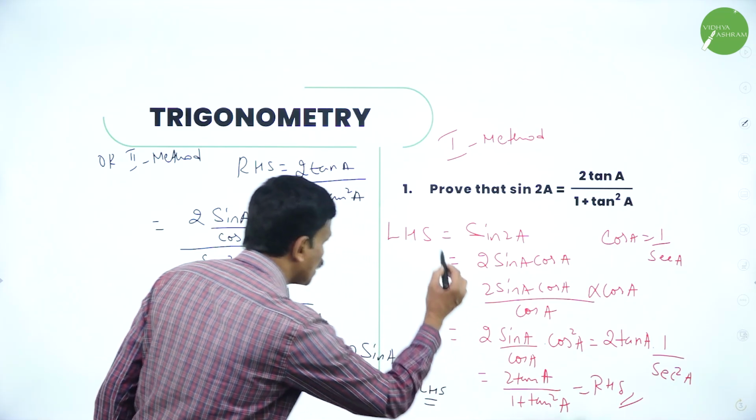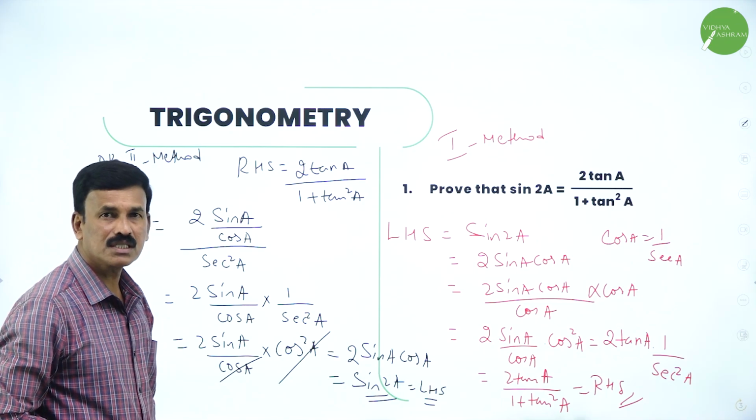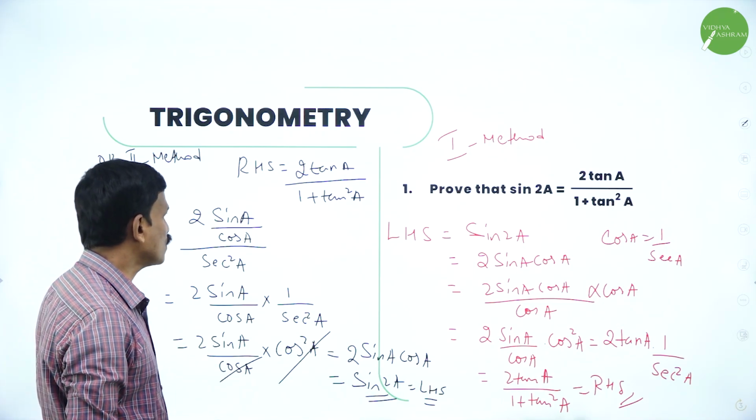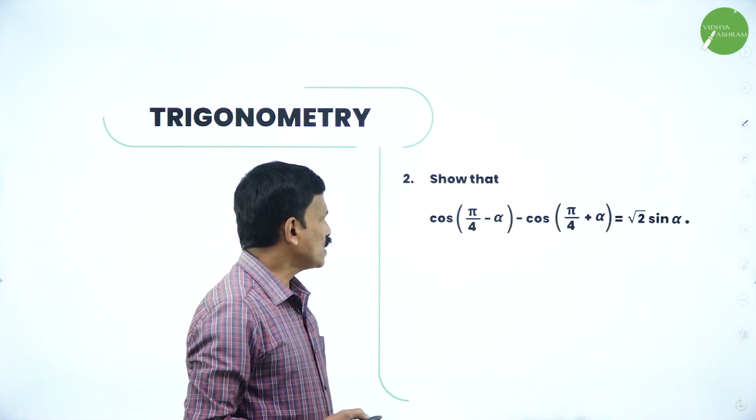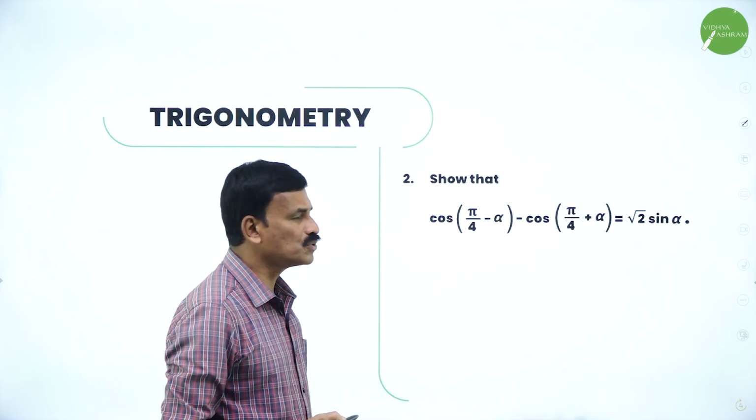That's it. So you can take LHS and prove RHS, or you can take RHS and prove LHS. One and the same, right? Now move on to the next problem. Show that cos(pi by 4 minus alpha) minus cos(pi by 4 plus alpha) is equal to root 2 sin alpha.